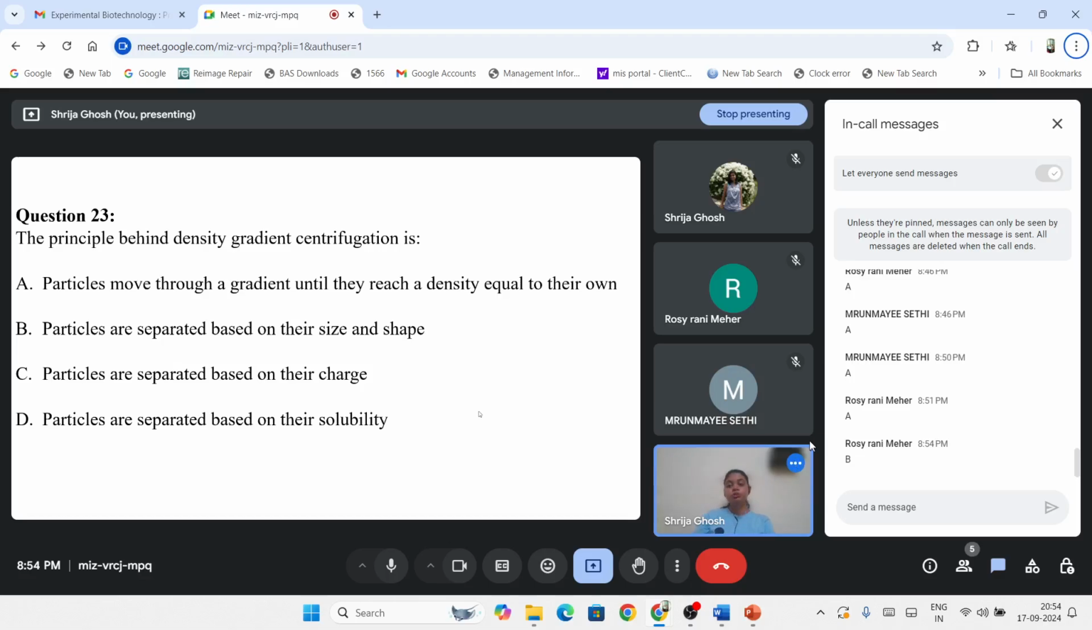Okay, Rosie has answered option B, particles are separated based on their size and shape. Okay, for density gradient centrifugation, what is the principle? So for any centrifugation, the particles are separated based on their size and shape. But for density gradient centrifugation, there's a particular factor associated, a particular property that is exploited to separate these particles.